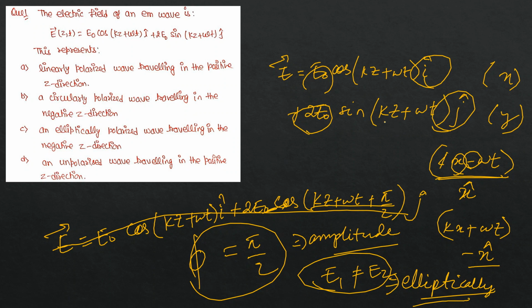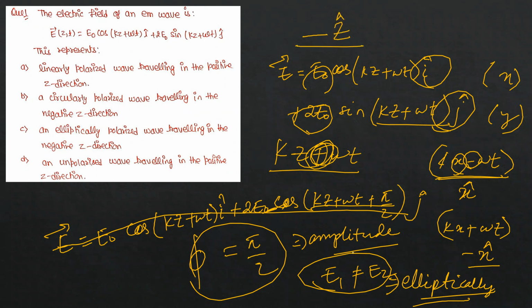See, it is kz plus omega t. If this one in the middle is a plus, then the whole wave will be going in the negative z direction. Okay. So elliptically polarized in the negative z direction. That will be your option C. Okay, that will be the answer.